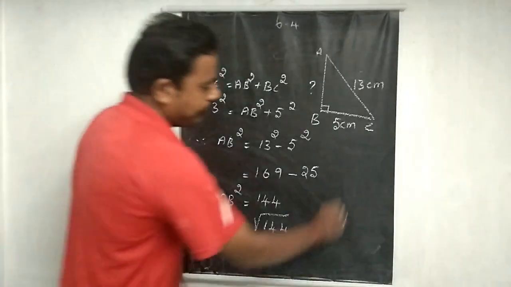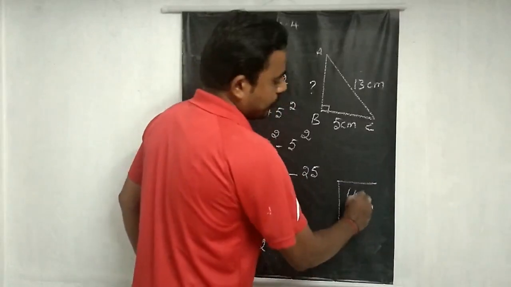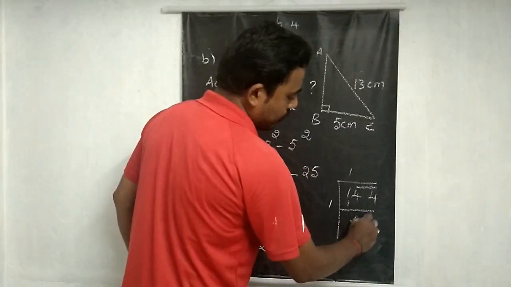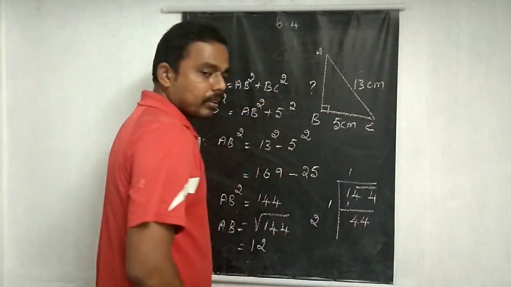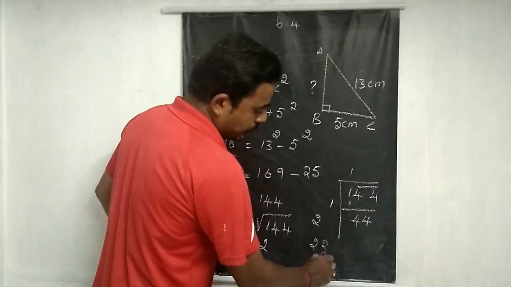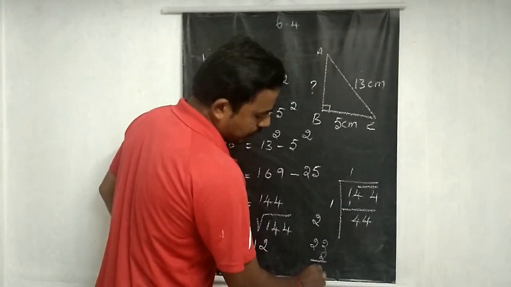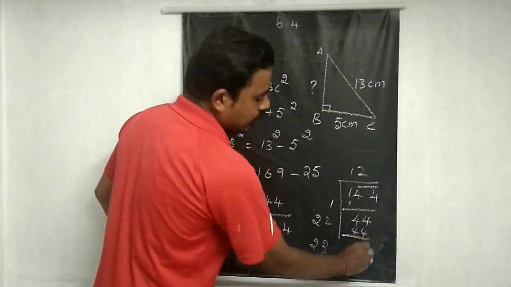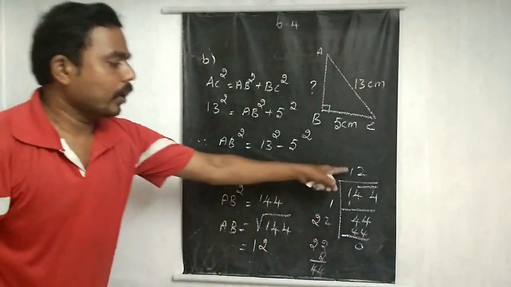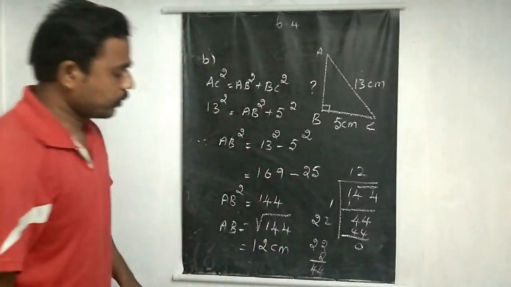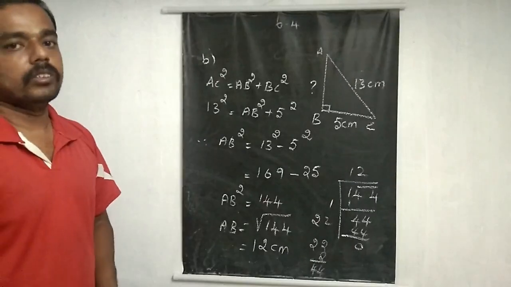We can use the prime factorization or long division method. 144, write the pairs. 1 one is 1. Remaining 44. Double, here I can introduce 2. So 2 into 2, 22, 2 twos are 4, 4. So your answer is 12. Everything in centimeters, so AB equals 12 centimeters. That's all.